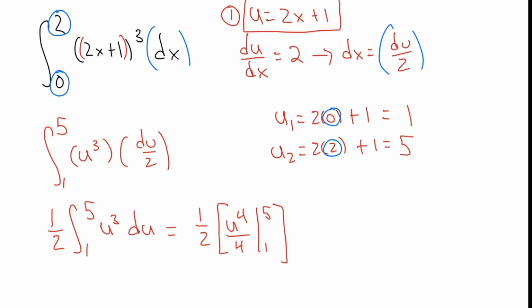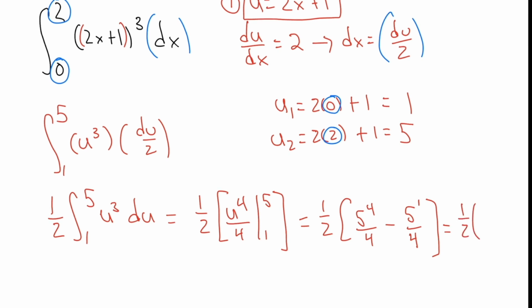at 5 minus 1. You can switch it back to 2x plus 1 for u and change back the bounds of integration here as well, but I prefer to keep it in u and these bounds because I think it is easier. Next, we are going to solve for it, and we're going to get 1 over 2 times 5 to the fourth over 4 minus 1 to the fourth over 4, which should come out to, so 5 to the fourth should be 625.